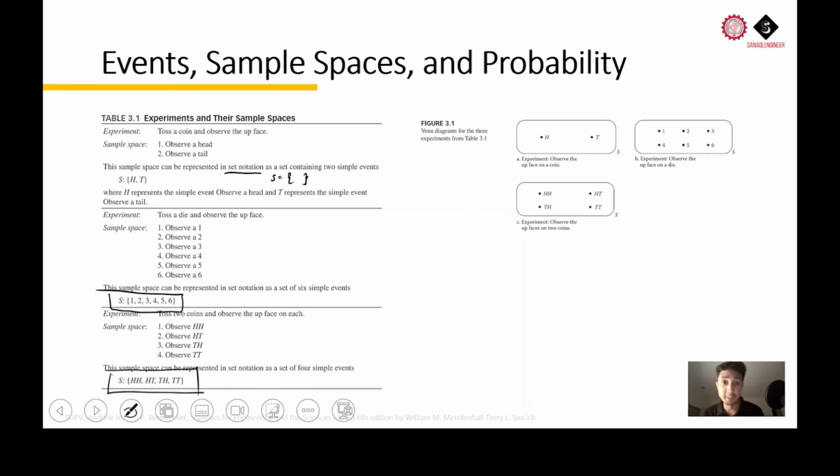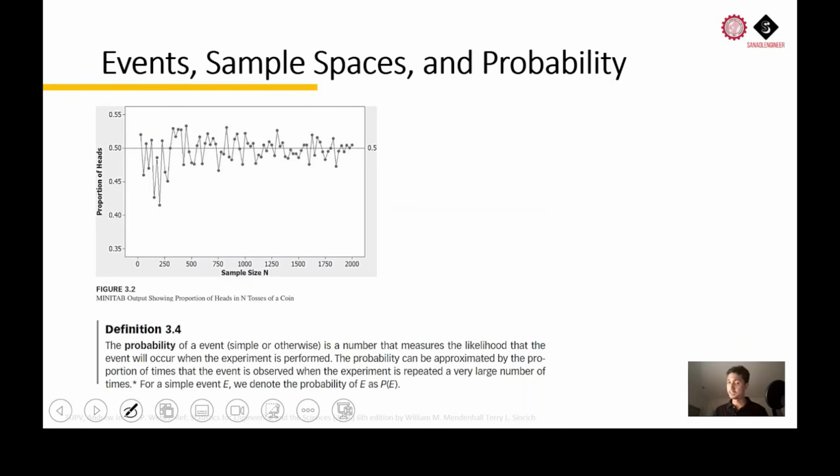And here in figure 3.1, we see the Venn diagrams for the three experiments from table 3.1. So in the first, we only have H and T for head and tail. For the second, rolling a die, we have 1, 2, up to 6. And of course, the last I just showed from the previous slide. Okay, so let's continue.